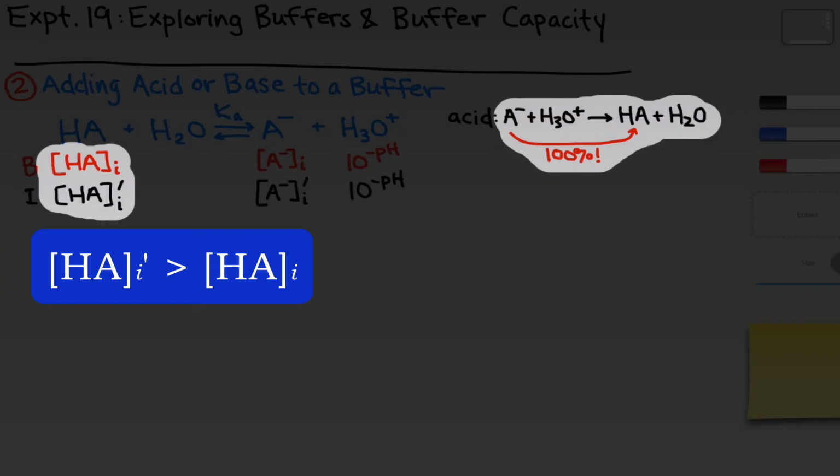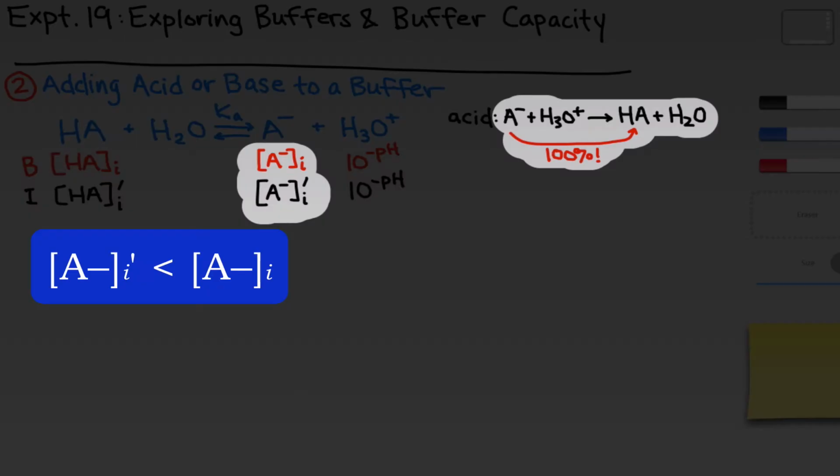The first is that the new HA concentration is higher than the HA concentration in the buffer. So HA prime sub I is higher than HA sub I. That's because the acid has converted some of the conjugate base to the acidic form, converted some of the A minus to HA. The second thing to notice is that A minus prime sub I, the new conjugate base concentration, is lower than the initial concentration of A minus in the buffer, which is shown here in red.